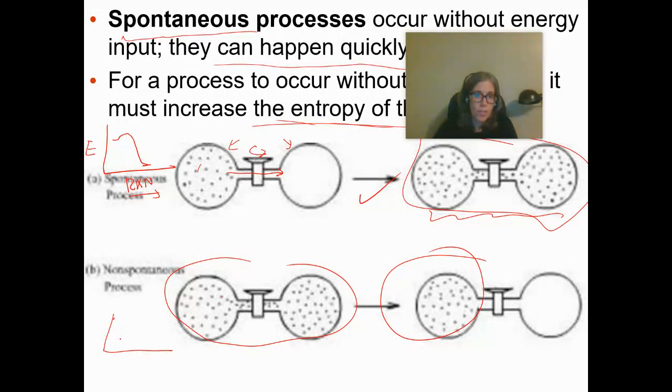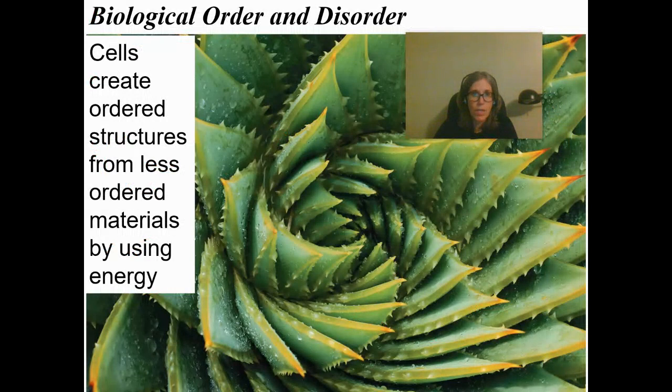Another example of something not spontaneous would be this energy curve. Here's a reaction. So if you have very little energy in reactants, and then you make products with a lot of energy, that also is going to require energy. That would be non-spontaneous.